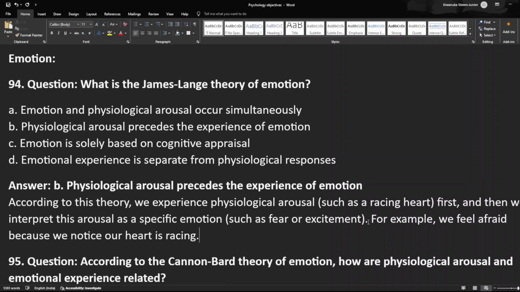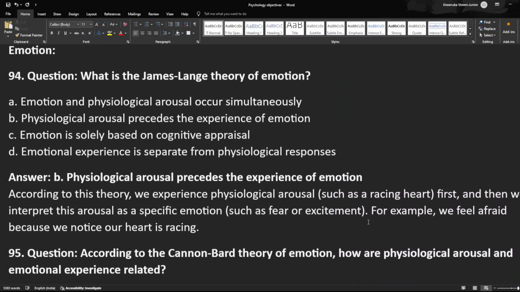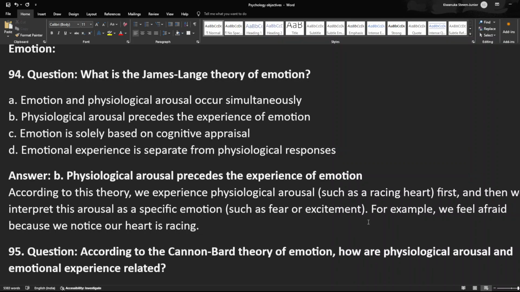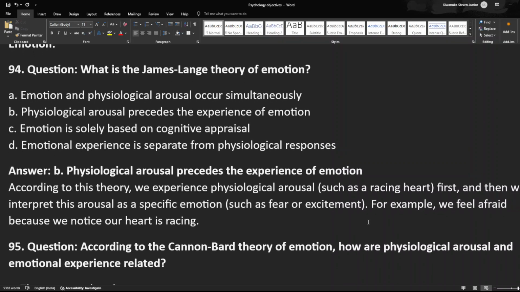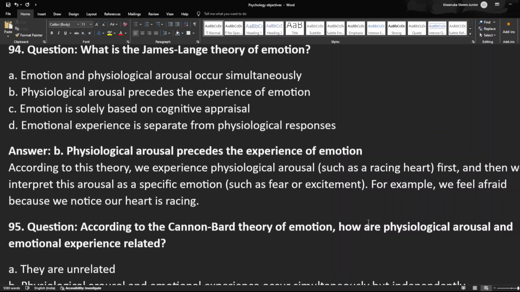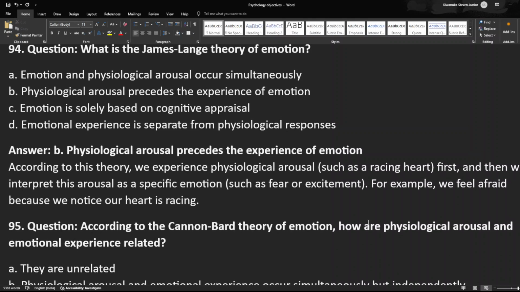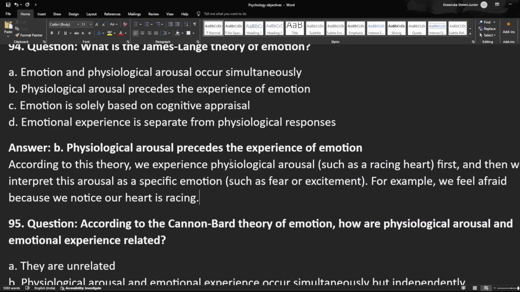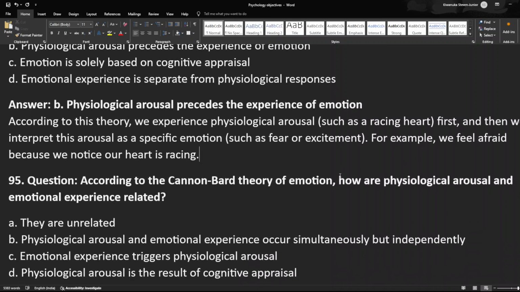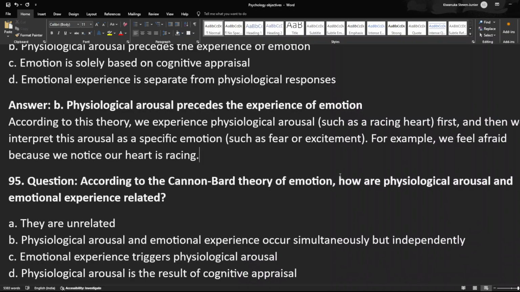For example, we feel afraid because we notice our heart is racing. Your heart is pumping heavily, and you feel afraid. That is, physiological arousal precedes the experience of emotion. This is what comes first, then emotions. Like you first smile, then you become happy, not you first be happy, then you smile.